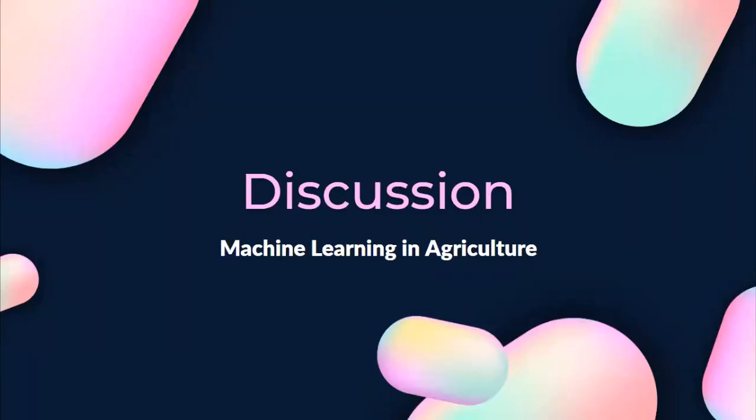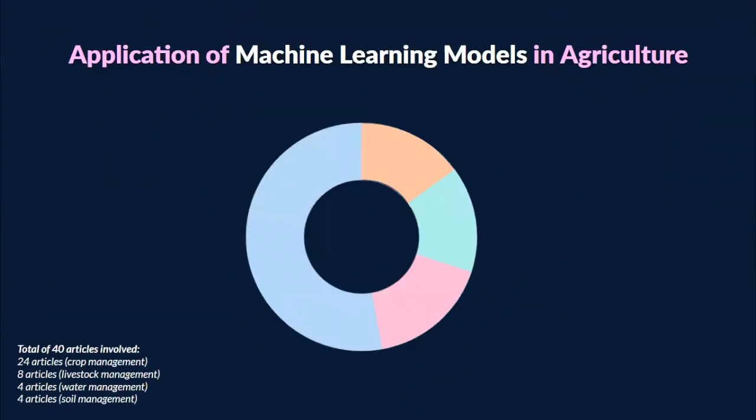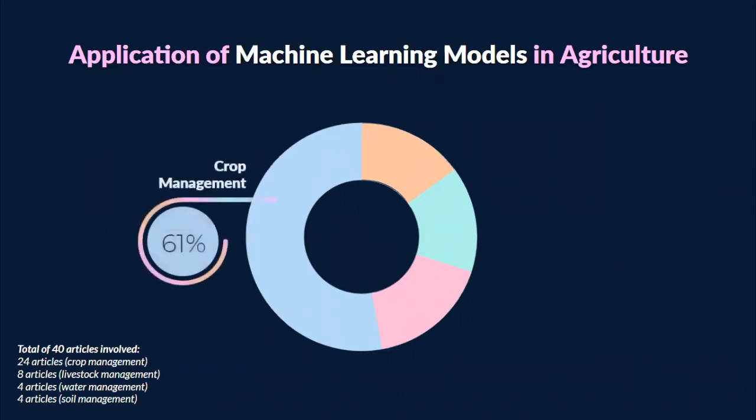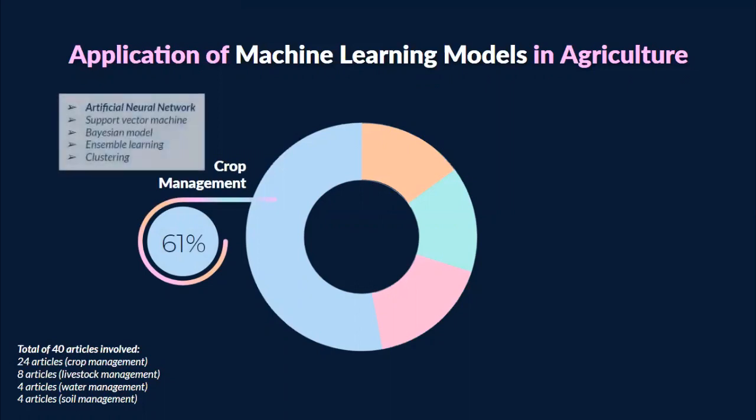Hi, I'm Yijie here. In this presentation, I will be discussing the application of learning models in machine learning in agriculture. A few learning models have been implemented in agriculture, mainly in crop management, livestock management, water management, and also soil management. Crop management has the most implemented machine learning models. Specifically, artificial neural network is the most implemented learning model in crop management, followed by support vector machine, Bayesian models, ensemble learning, and clustering.